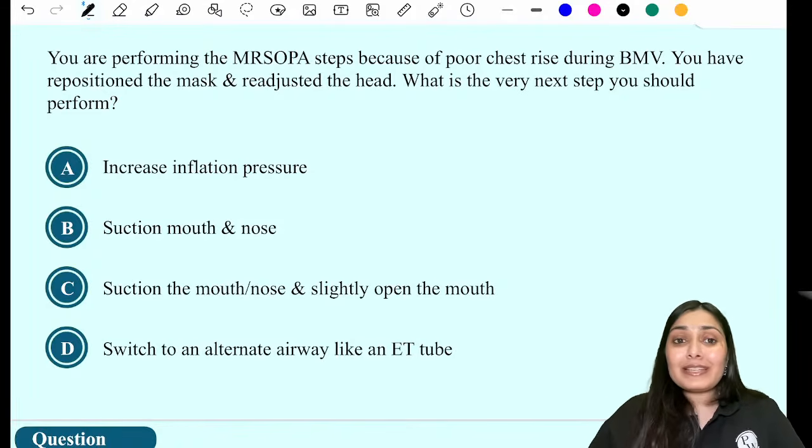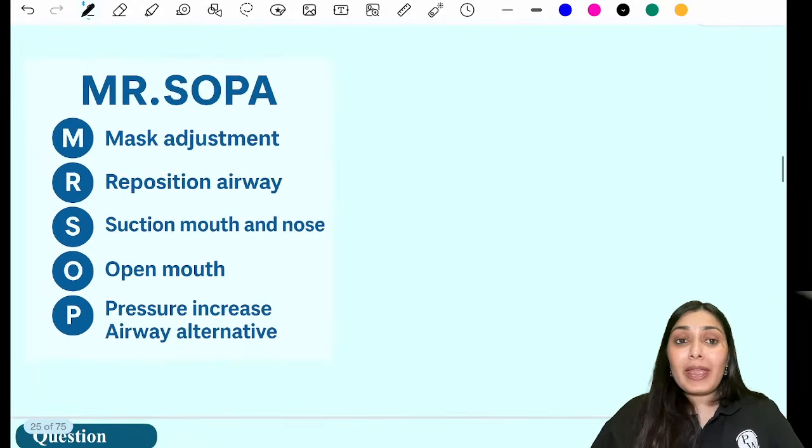So here we are testing the ventilation corrective steps. So we all know MR SOPA. What is MR SOPA? M is for adjusting the mask. R is for repositioning the airway or repositioning the head of the child to open up the airway. S is for suction mouth and nose. O is open the mouth, and P is increase the pressure or use alternative airway.